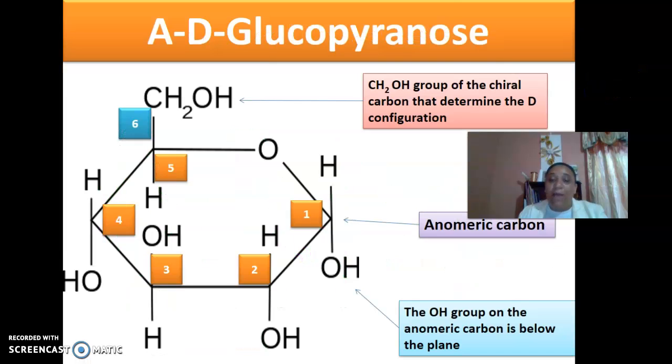So what is the structure of amylose? Well, it is a combination of this alpha-D-glucopyranose. Represented here is carbon 1, 2, 3, 4, 5, and 6, where at carbon 6, the CH2OH group of the chiral carbon determines the D configuration. And between the H and OH group, you can find the anomeric carbon. The OH group on the anomeric carbon is below the plane. So if we combine another N mole of this D-glucopyranose, we will get the alpha 1 to 4 linkages.